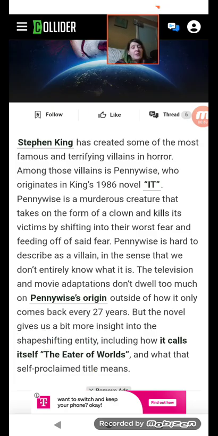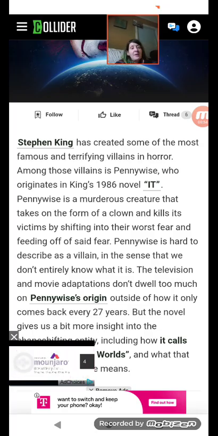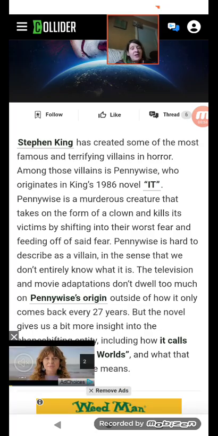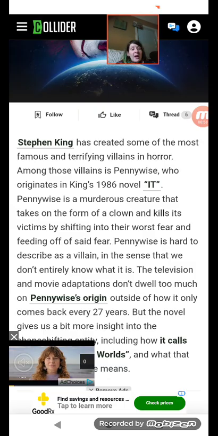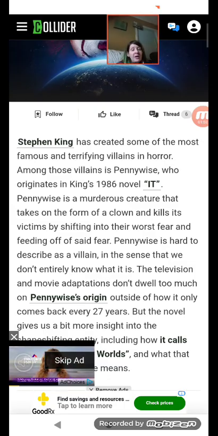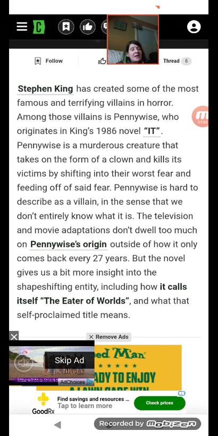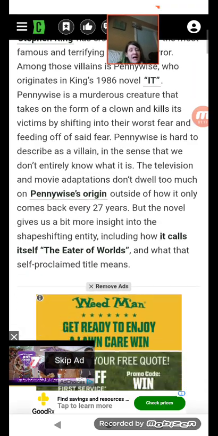Pennywise is hard to describe as a villain in the sense that we don't entirely know what it is. The television and movie adaptations don't dwell too much on Pennywise's origin outside of how it only comes back every 27 years, but the novel gives us a bit more insight into the shape-shifting entity, including how it calls itself the Eater of Worlds and what that self-proclaimed title means.